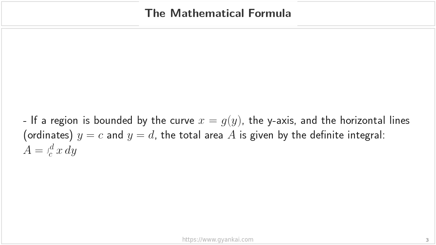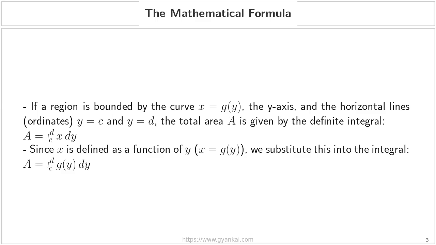The mathematical formula. Suppose we have a region that is bounded by a curve, which we can express as x equals g of y, the y-axis, and two horizontal lines, or what we call ordinates, at y equals c and y equals d. To find the total area, represented by the capital letter A, we use a definite integral. This integral starts from our lower boundary, c, and goes up to our upper boundary, d, integrating x with respect to dy.